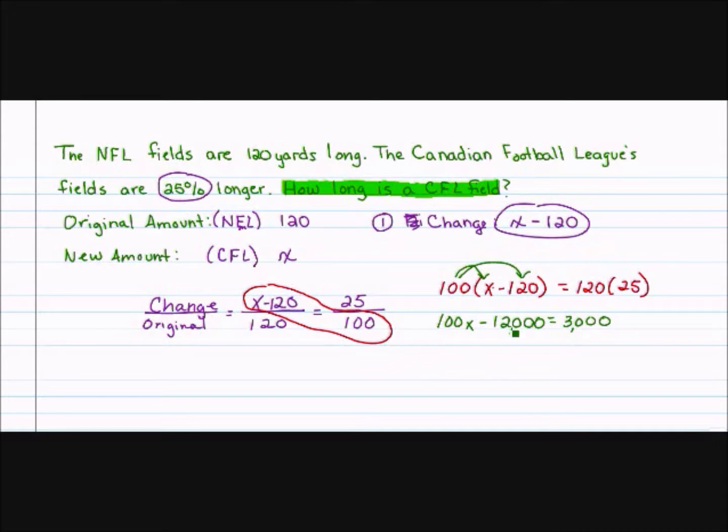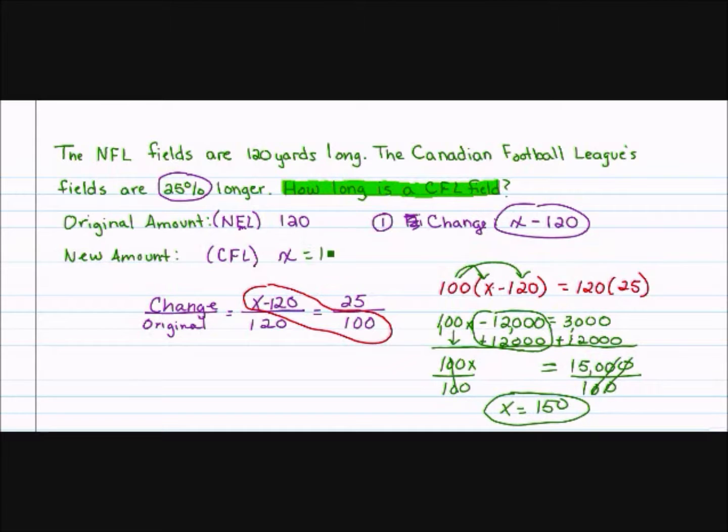Okay, do it on your calculator. I have one variable on this side, so I need to move the 12,000 over to the other side. The opposite of negative 12,000 is a positive 12,000. So I'm adding 12,000 to both sides. I bring down my 100x. That equals 0, so I don't do anything. Equals 3,000 plus 12,000 is 15,000. I need to find out what x is, so I'm going to divide by 100. X equals 150.